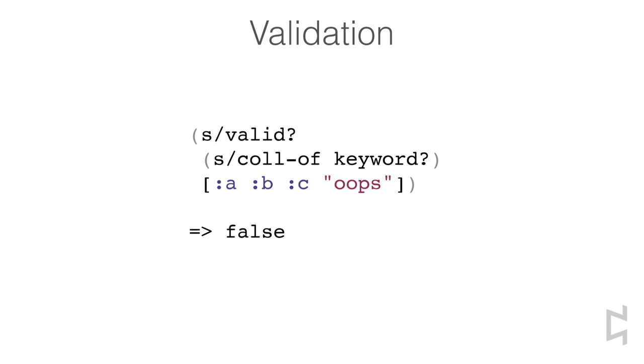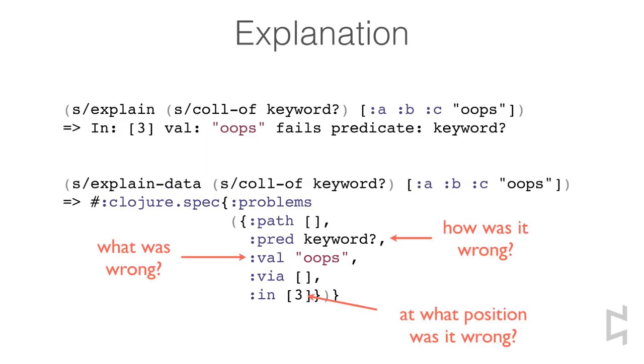And this is, if there's a faster way to check if you're valid than to tell what's wrong, then there may be contexts where you don't actually want to know what's wrong, you just want the fastest check you can get. This is what you want to call. You can also ask for an explanation. So when you ask for an explanation, you're going to get back a string like, in 3, the value oops fails the predicate keyword.